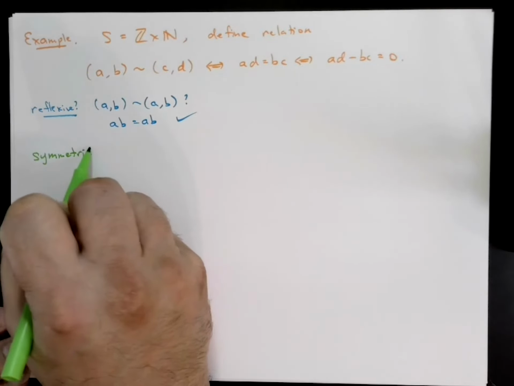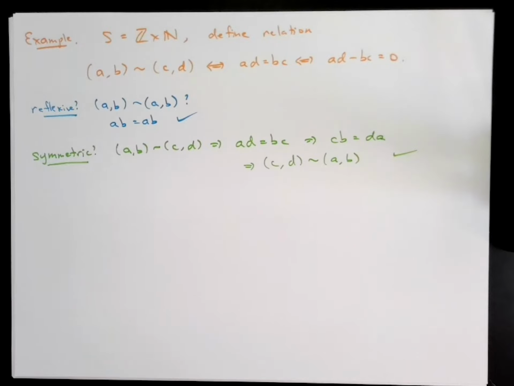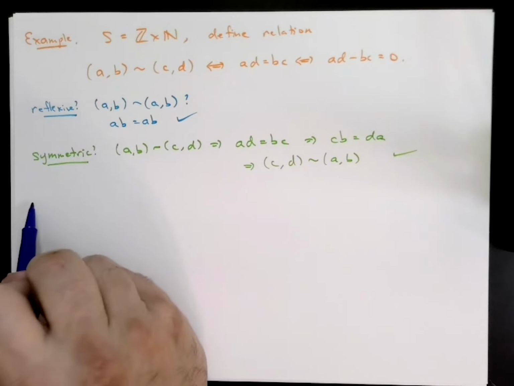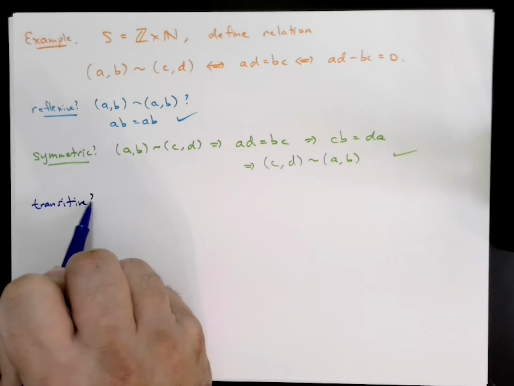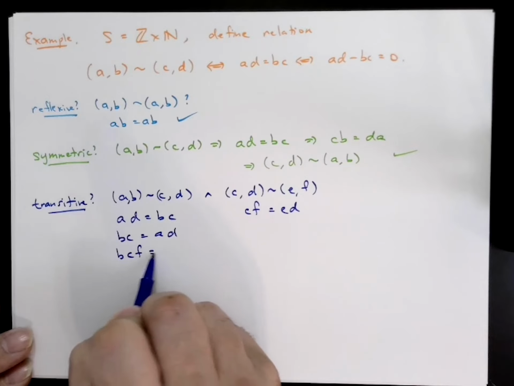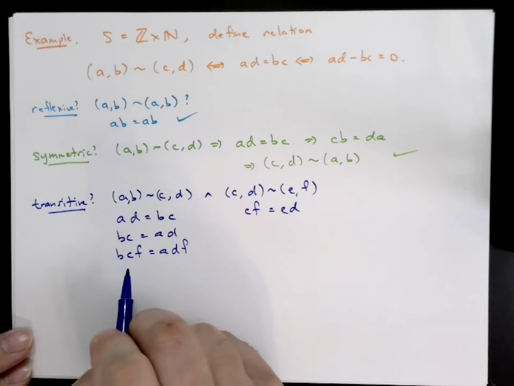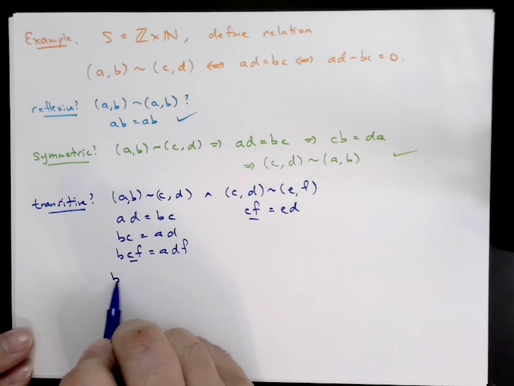Therefore, we've shown symmetry. Now, we want to do transitivity. Let's assume that AB relates to CD and CD relates to EF. The first relation tells us that AD equals BC. The second relation tells us that CF equals ED. Okay, let's take the equation AD equals BC, multiply both sides by F, and switch them around. We can, of course, do that. Note that CF equals ED. So on the left-hand side, we can replace this and get BED equals ADF, and then we can cancel the D's, and we get BE equals AF.